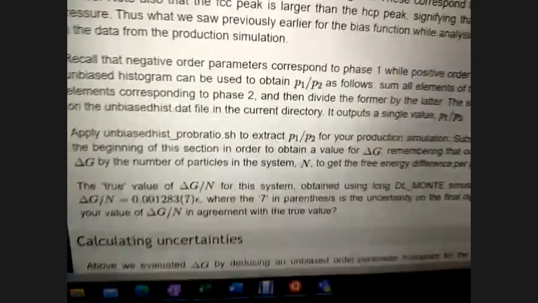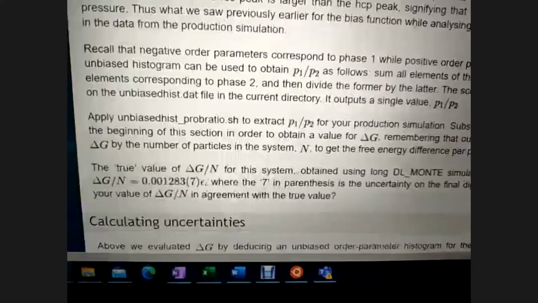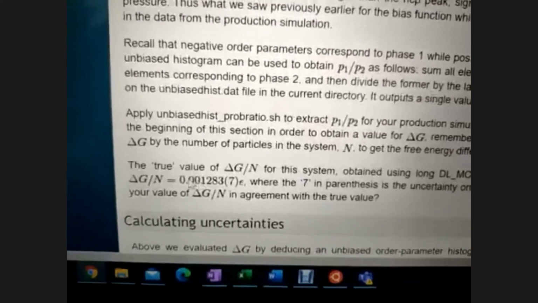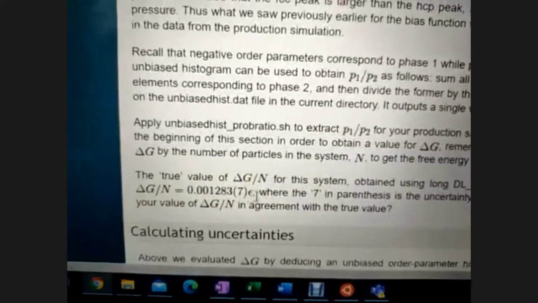So when I went to the tutorial, I looked at the number that he got. 0.01287 times epsilon. Here we use the epsilon as the units of K, so it's okay.